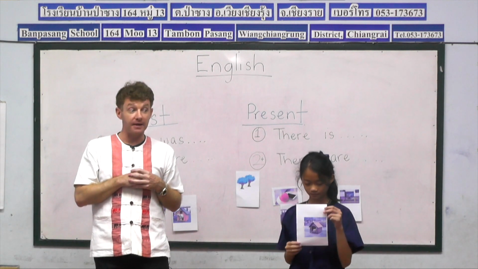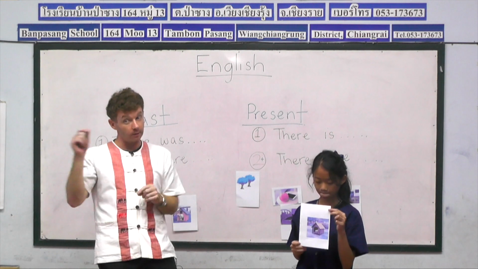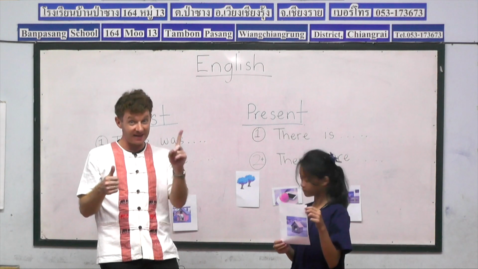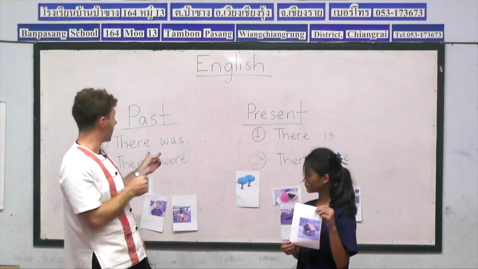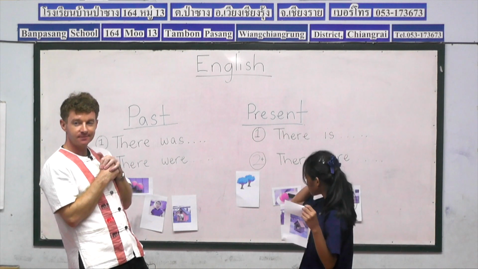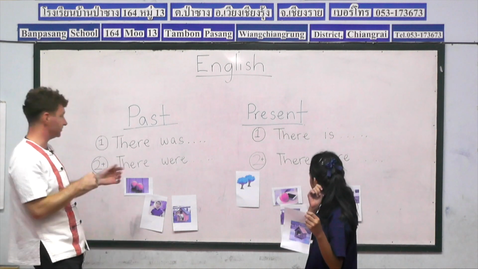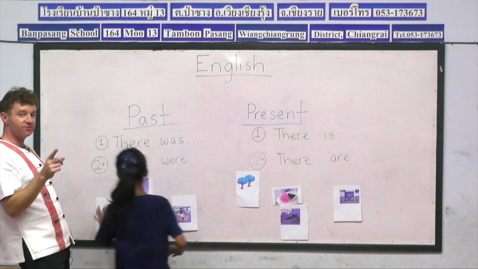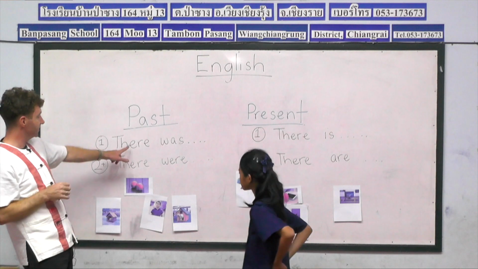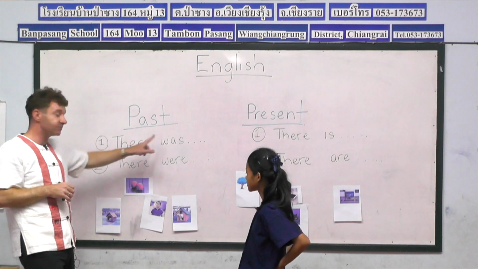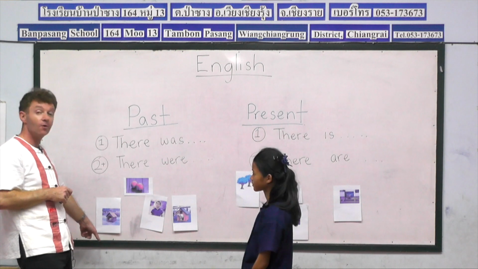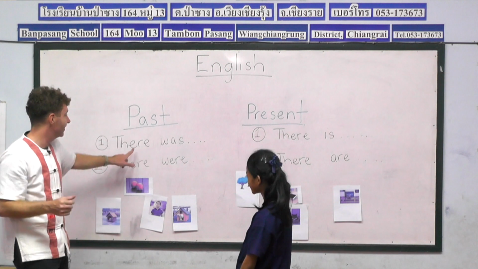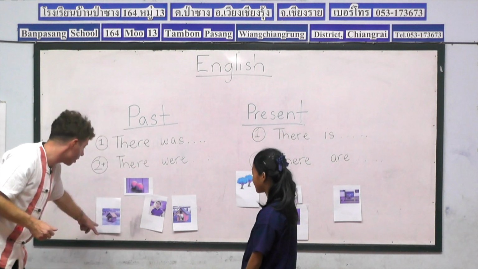How many? So one dog, singular or plural? Singular. One object, singular. Shall we use past or present tense? Let's put the dog in the past. So let's place him here. Singular object in the past tense. There was one dog. Oh, not dogs, dog. One dog. All together, there was one dog.